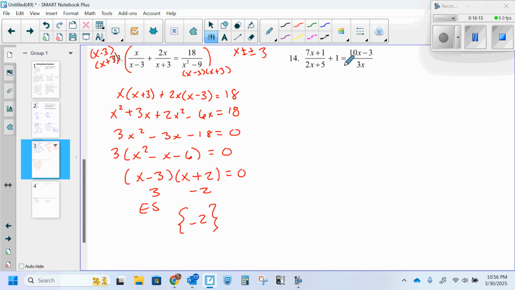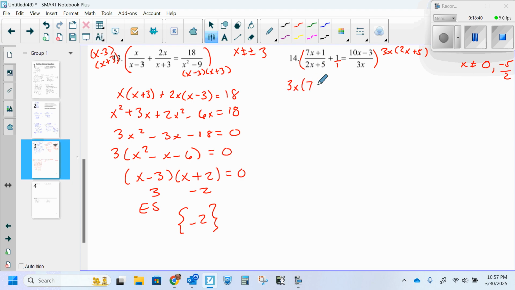All right, this one has a lot of foiling and some bigger numbers than you're used to. Put this 1 over 1. Common denominator, let's come up here. x cannot be 0 or negative 5/2, right? The common denominator here is all that, 3x and 2x plus 5. All right, so here I have a 2x plus 5. What I don't have is the 3x. So I'm going to have 3x.